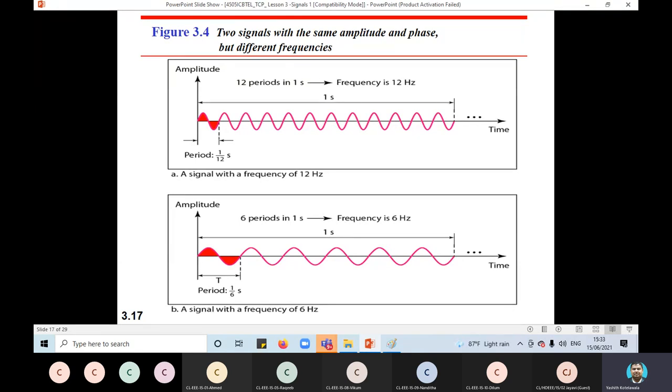Therefore, the frequency of the second wave shape is 6 hertz. 12 hertz, 6 hertz. Which one is the greatest frequency? Out of 12 hertz and 6 hertz, if I ask you what is the greatest frequency, the answer is 12 hertz. 12 hertz is the greatest value. So frequency 12 is great, 6 is lesser.